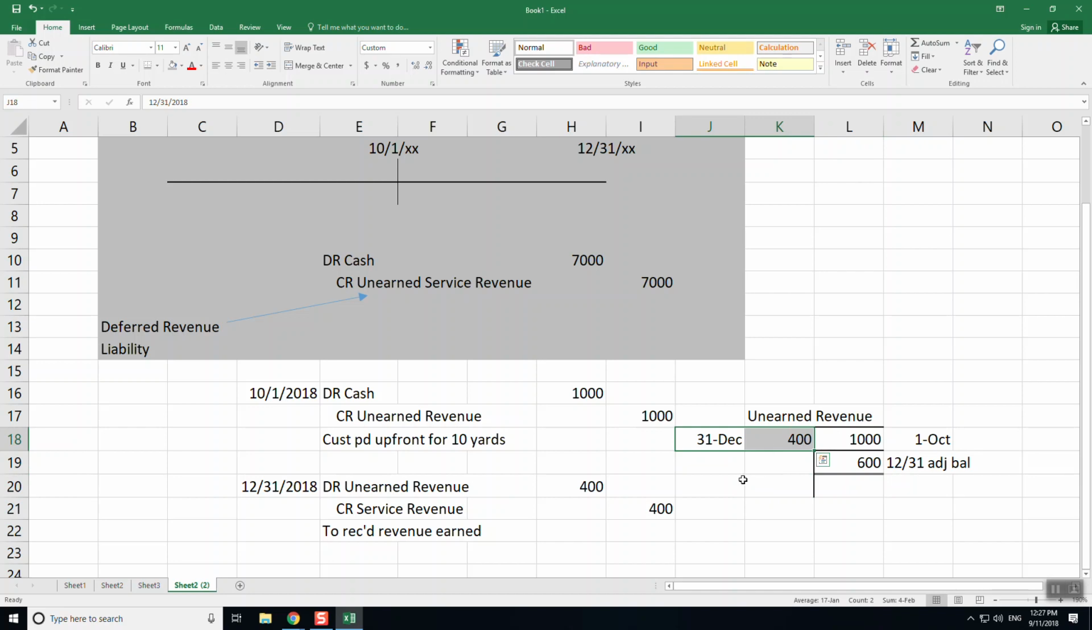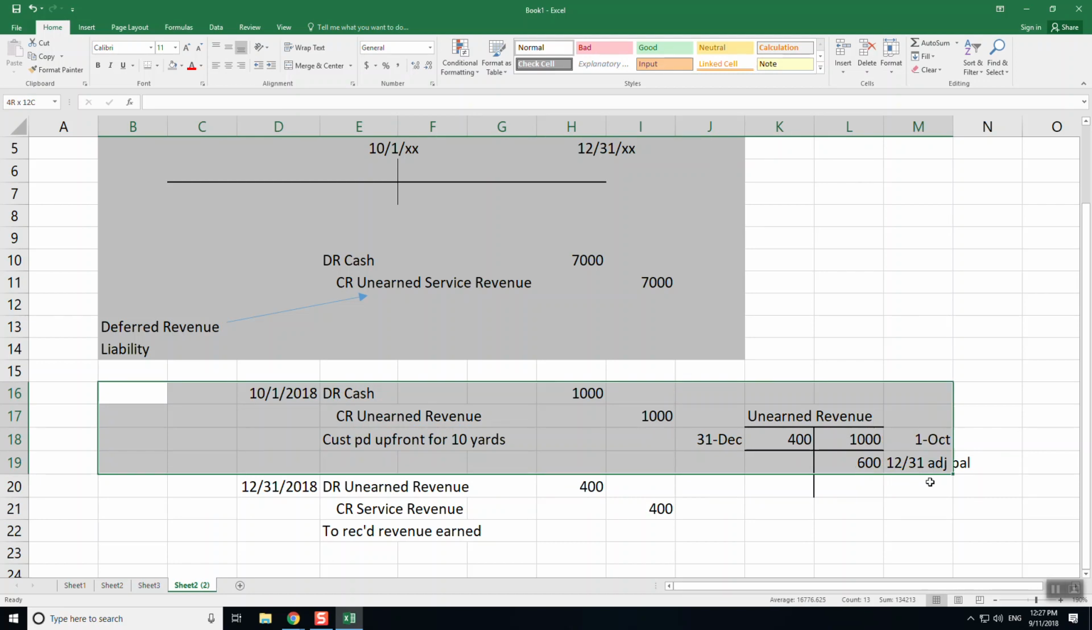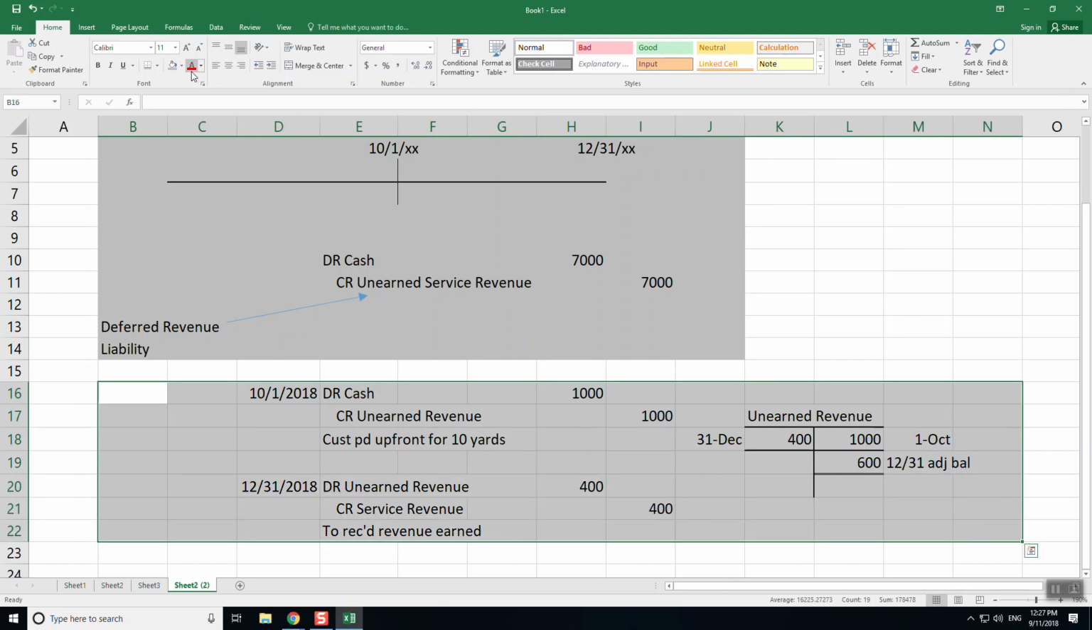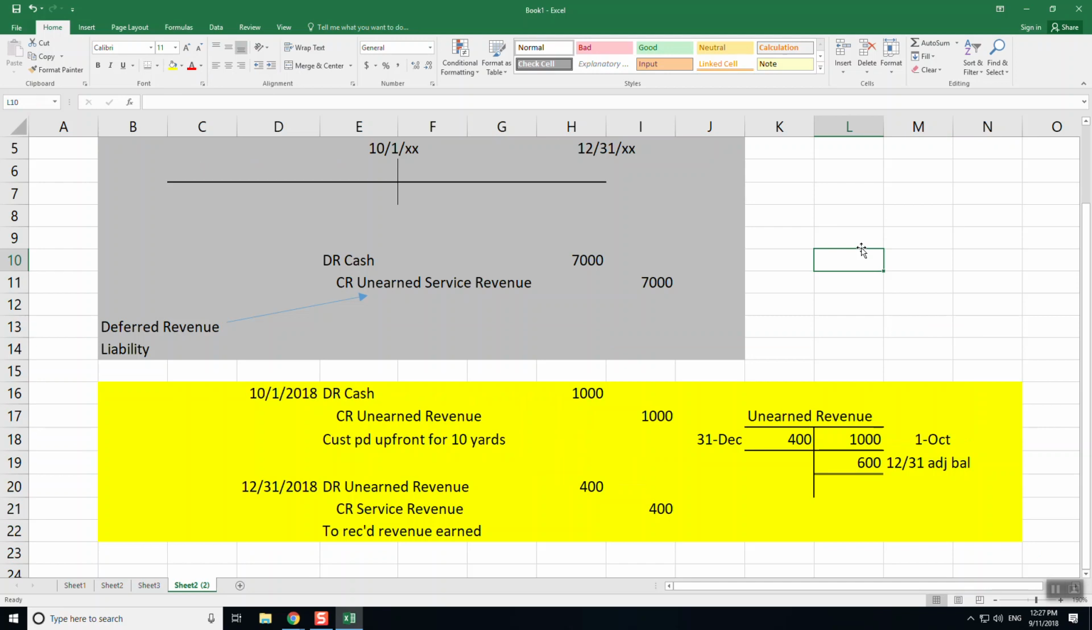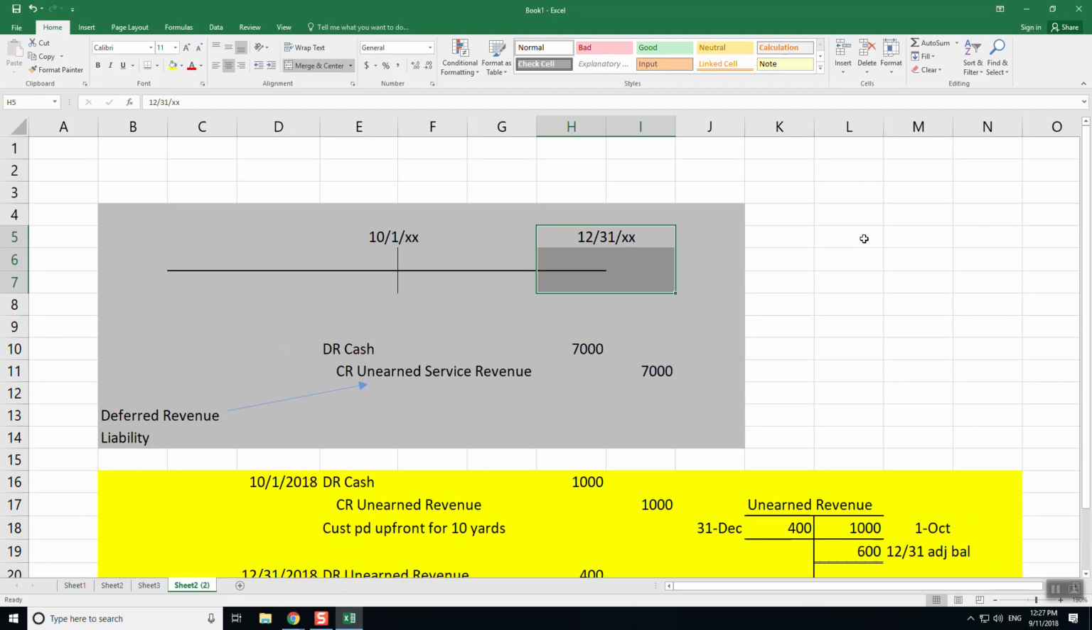December 31st adjusting entry. Okay. So this is not really part of the problem, this stuff in yellow, but it's a good side discussion that we went off on. What we have to do now is make our December 31st adjustment for the stuff in the problem.